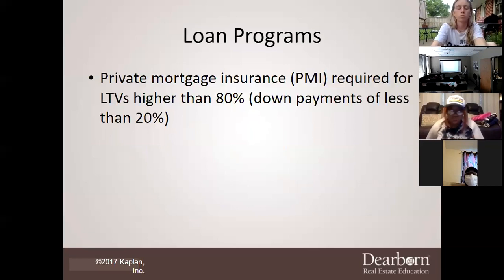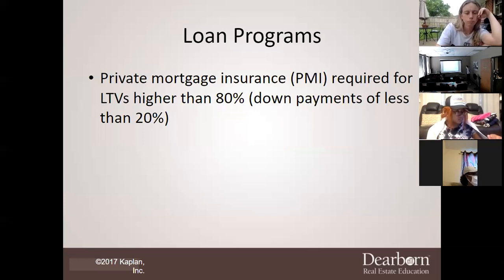Justin, should I go into more detail about PMI? I mean, they mainly just need to know what PMI is and what type of loan it relates to for the test. Yeah. I would say just know what it stands for and that it's for LTV higher than 80. Does that make sense to everybody? It's a good way to remember loan-to-value ratio. Yeah.